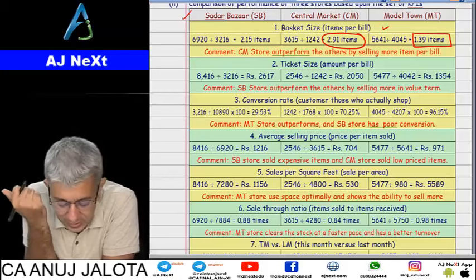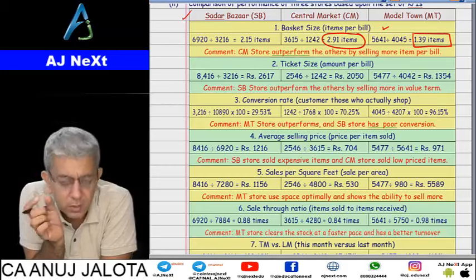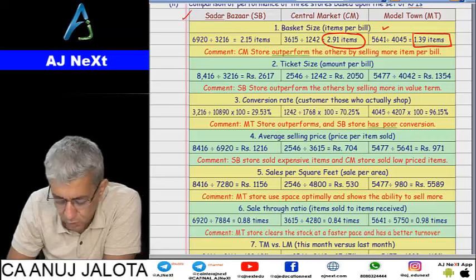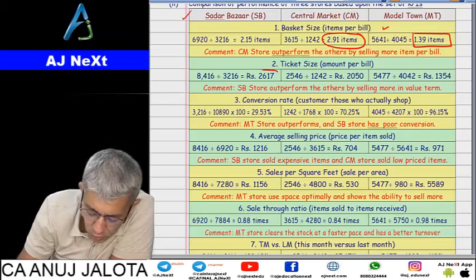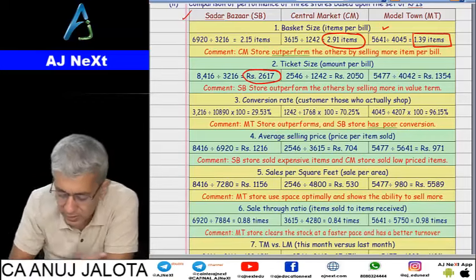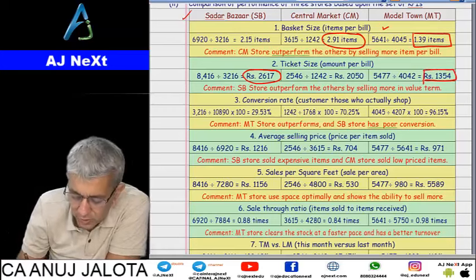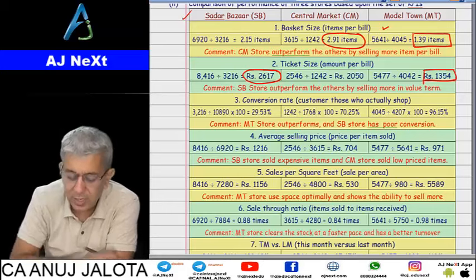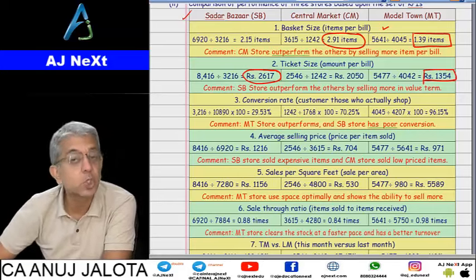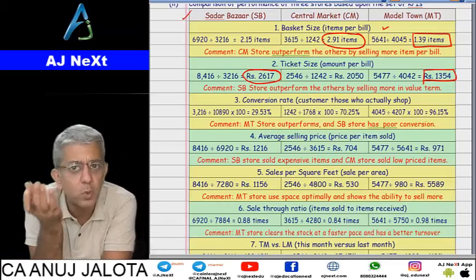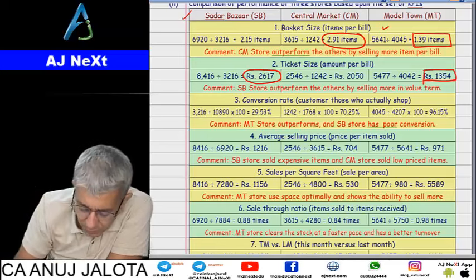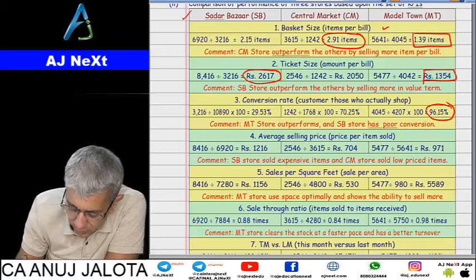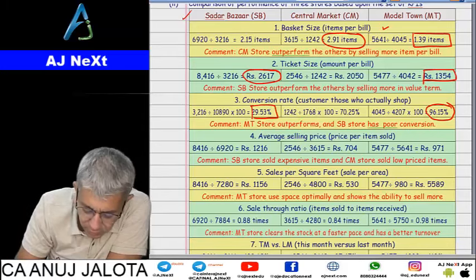Ticket size is the amount per bill, the average amount per bill. So 2617, 2050, 1354. I guess so. This store is doing the best, whereby this store is doing the worst. Okay. Further, conversion rate. Conversion rate, customers who actually shop means those people who buy something. 29.53, 70.25, 96.15. I guess this is the best one and this is a worst performing one.